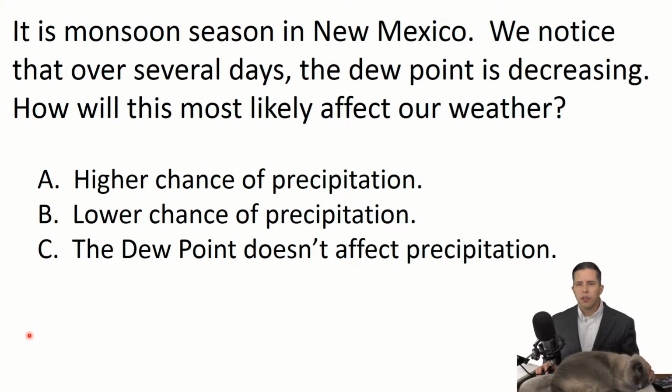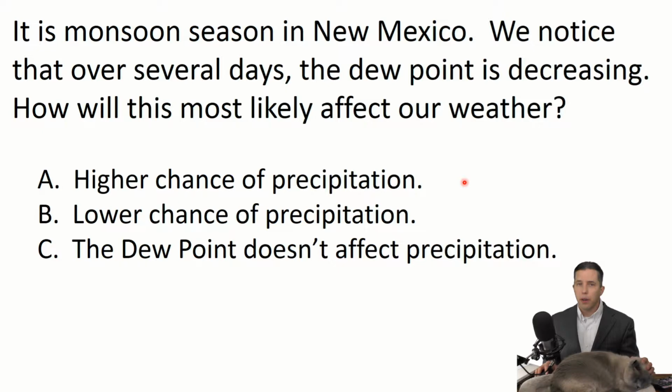Monsoon season in New Mexico. And we notice that over several days, the dew point is decreasing. So let's imagine it's in August, and we notice that the dew point has been decreasing for several days. How will this most likely affect our weather?